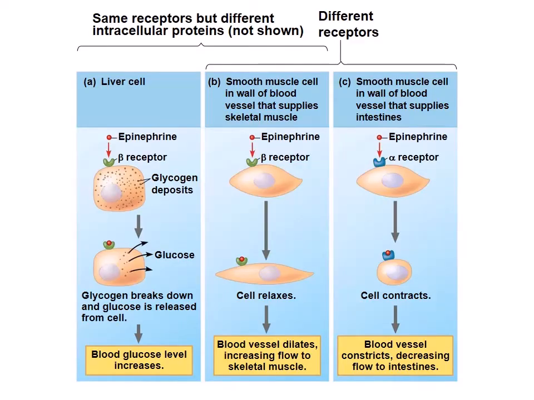Interestingly though, epinephrine constricts blood vessels going into the intestines, but the reason this happens is because smooth muscle cells in the wall of the blood vessels that supply the intestines have alpha receptors. So same hormone, same cell type, different receptor, different response. The smooth muscle going to the intestines contracts, the smooth muscle going to your skeletal muscles relaxes. So a hormone's response depends on the receptor and the cell type.